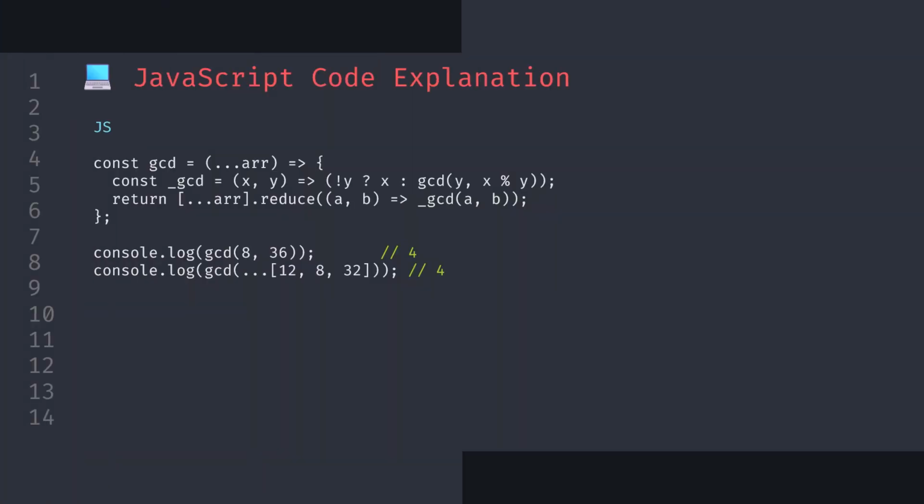The gcd function spreads its input into an array, so we can work with any number of values. It uses a helper function, _gcd, that applies the Euclidean algorithm recursively. Finally, reduce is used to apply this logic across all input numbers. This approach keeps the code clean and adaptable for multiple inputs.